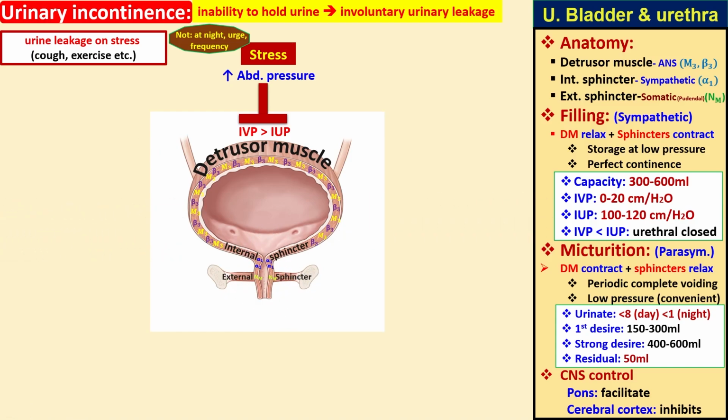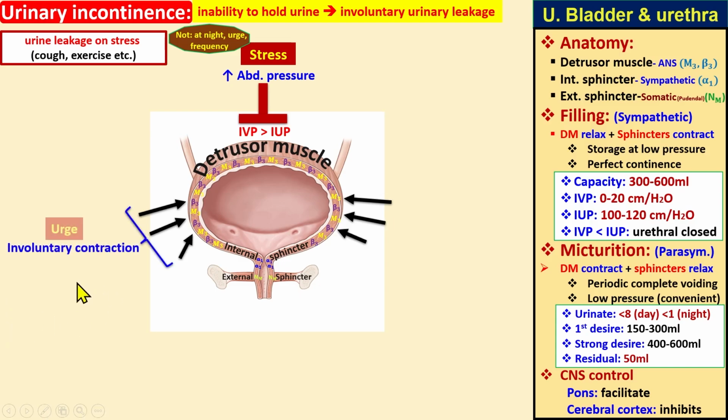Now, the second condition is where the detrusor muscle continuously contracts. This is an involuntary contraction, known as urge incontinence. The presentation is urgency, meaning a patient cannot stop the urine. When she has to go, she has to go. There is no other option. And in frequency, she is urinating more than eight times, or more than once at night. And some urine leakage.